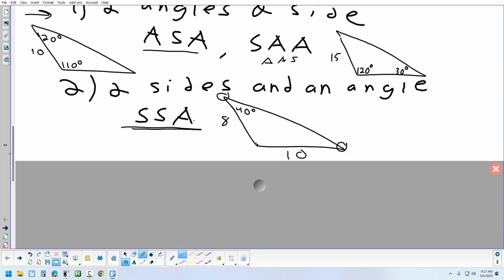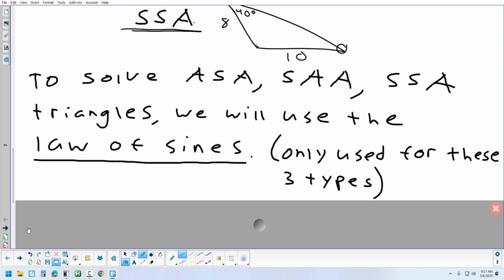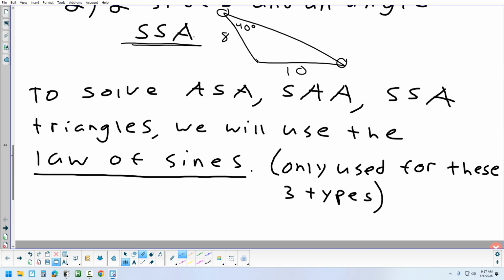Okay. So, any of those 3 types of problems are going to fall under the law of sines, and only those 3 types. The only 2 types I have not talked about, and I will not until a couple lessons from now, are side, side, side, SSS, and side, angle, side, SAS. We can't do those 2 with this formula. Okay, so we're going to take a look at where the law of sines comes from, and then we'll use it to solve some problems.